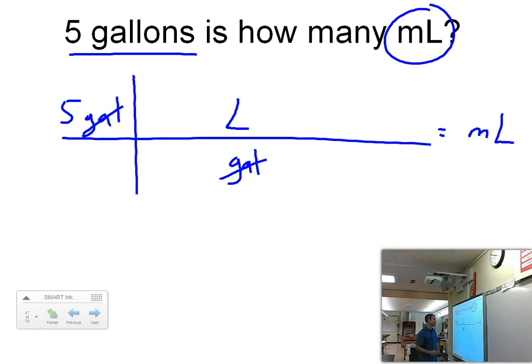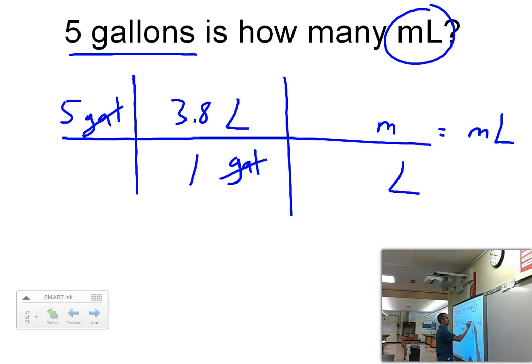So gallons to liters. Notice I can plug in my numbers right here. 1 gallon is 3.8 liters. So now I've got liters. Now I want milliliters. So I'm going to draw a line separating those fractions. And now I'm going to continue with my dimensional analysis. So liters going down here to get rid of them, milliliters on top. Do I have a tool in my toolbox?